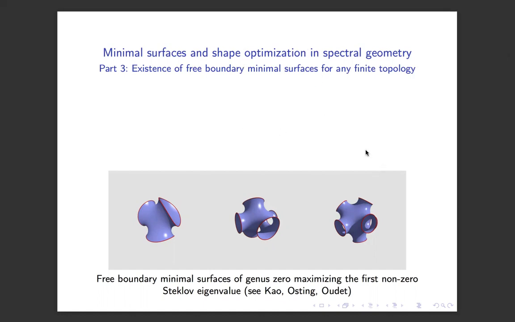And in this picture, you can see examples of free boundary minimal surfaces obtained by maximization of the first non-zero Steklov eigenvalue. It is what Cao, Hosting, and Ude did by numerical computations. So here you have genus zero surfaces with some boundary components, 3 here, 5 here, etc. So let's look for these surfaces by theoretical techniques.